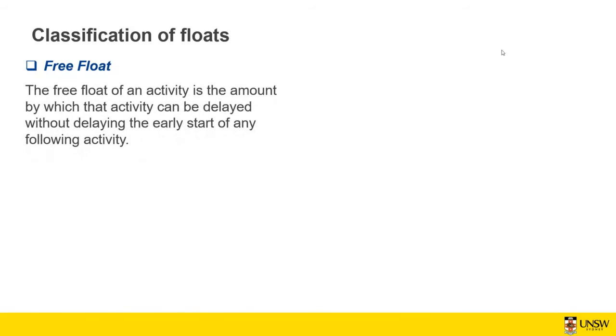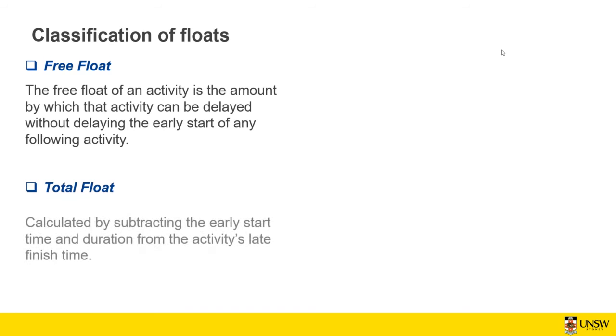There are some classifications of floats. So we got free float. The free float of an activity is the amount by which an activity can be delayed without delaying the earlier start of any following activity. So it means that you got all the tasks, and one task, the predecessor of another task, can be delayed for a specific amount of time, and that specific amount of time that you can delay it is called the free float.